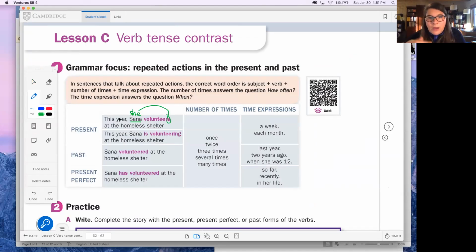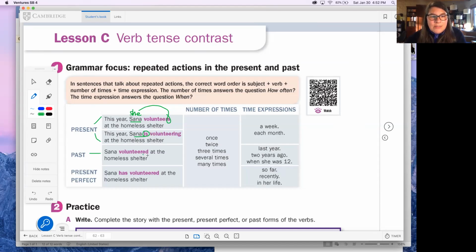This year means right now. She volunteers at the shelter twice a week or twice each month. This year, Sana is volunteering. Because this is she, you need is. If it's I, am, right? You are volunteering. Don't forget to change that verb to be if you're doing present. These are both present, okay?